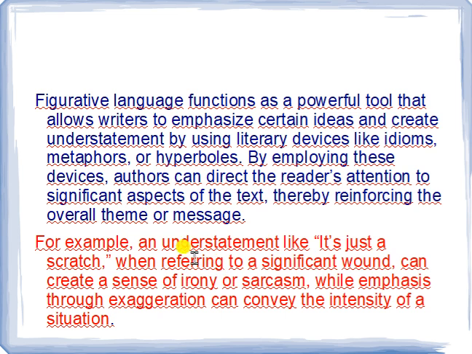Which one is this now? It's just a scratch. Of course, that's the one that I got wrong: meiosis, not litotes. What's litotes, by the way? She's no idiot, meaning she's clever. To me, it's not a biggie. But here, saying it's just a scratch can create a sense of irony.